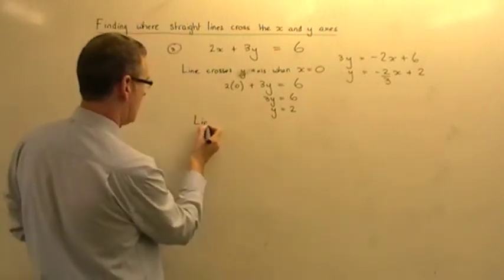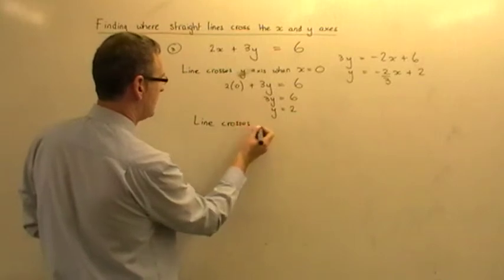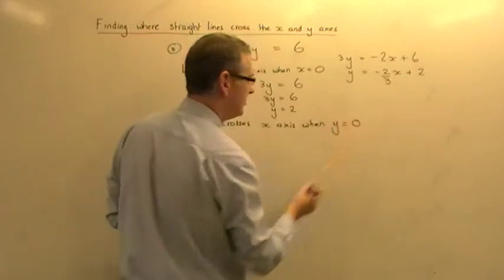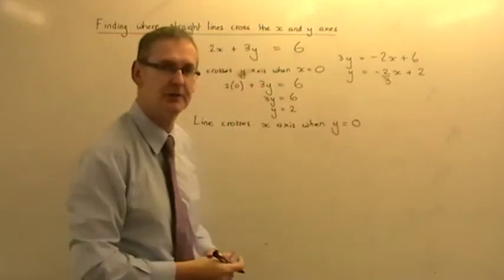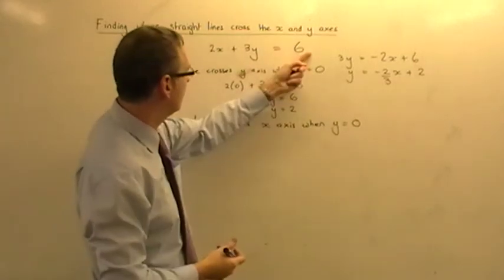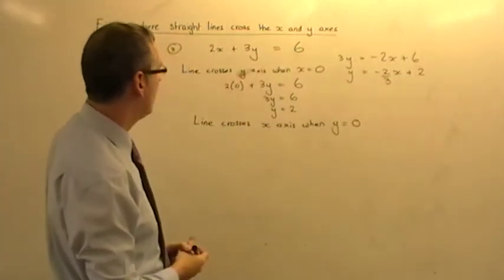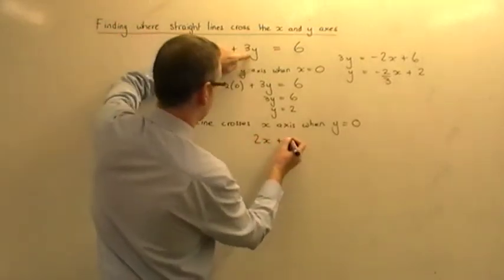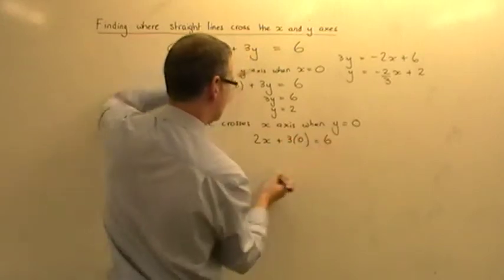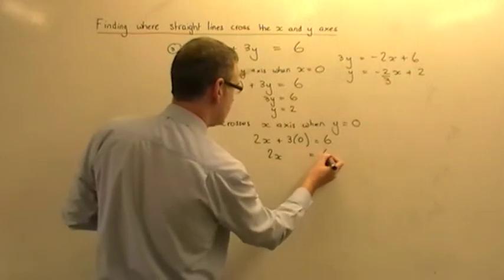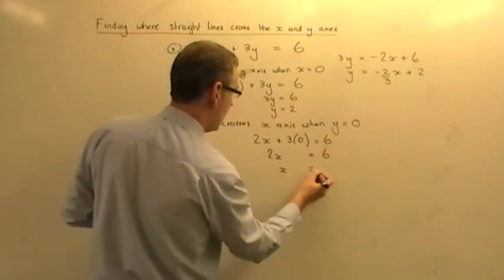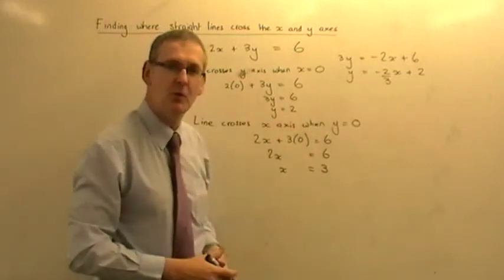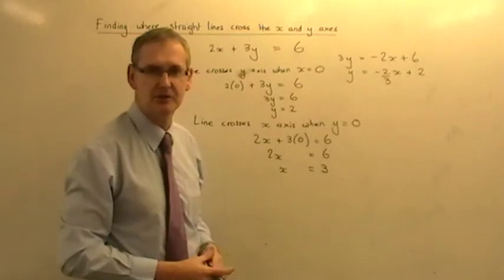Secondly, I'm going to say line crosses the x-axis when, well, it's when y equals 0, if you remember what we talked about in the previous examples. So you take the original equation up here, and everywhere you see a y, you change that to 0. So this will become 2x plus 3 zeros are equal to 6. So you get 2x is equal to 6. Divide by 2, x must be equal to 3. And so there you go, we've found the 2 places where the line intersects the x and y axis.